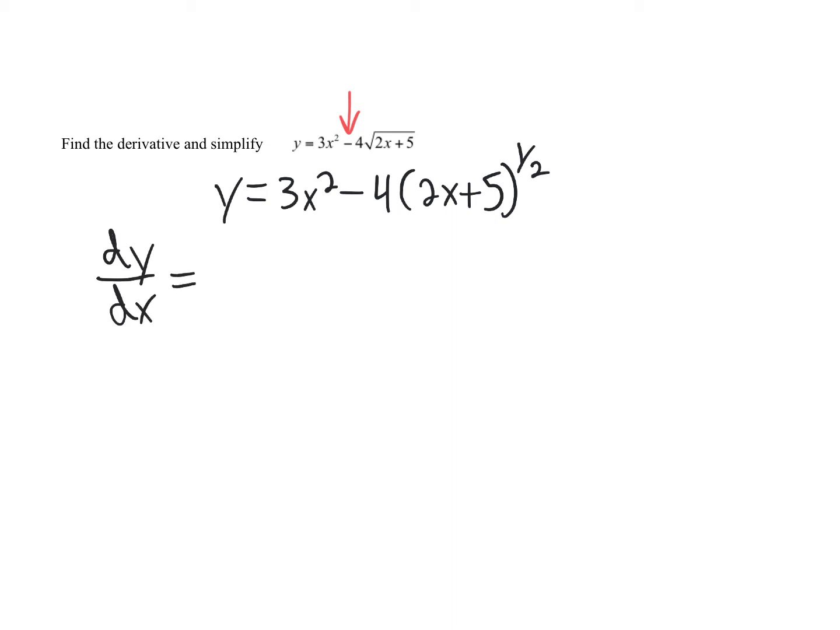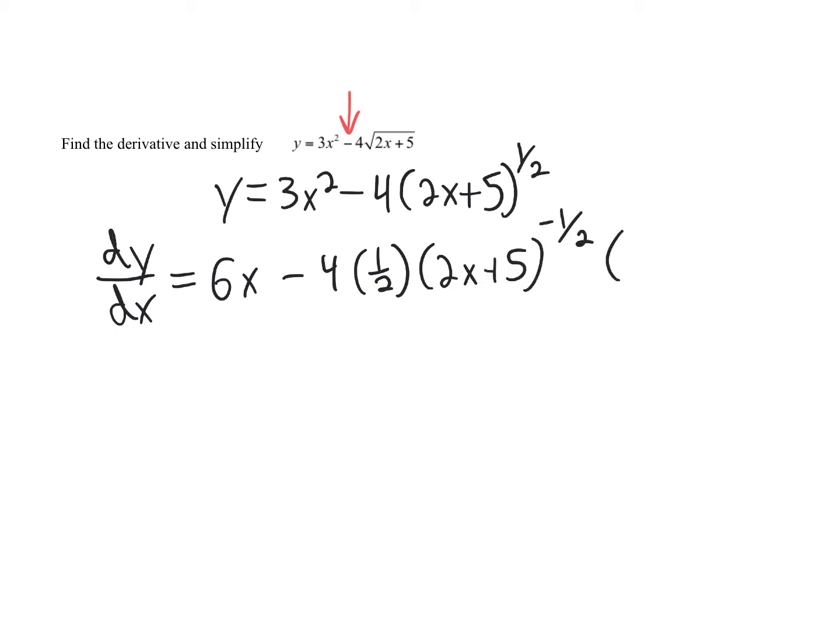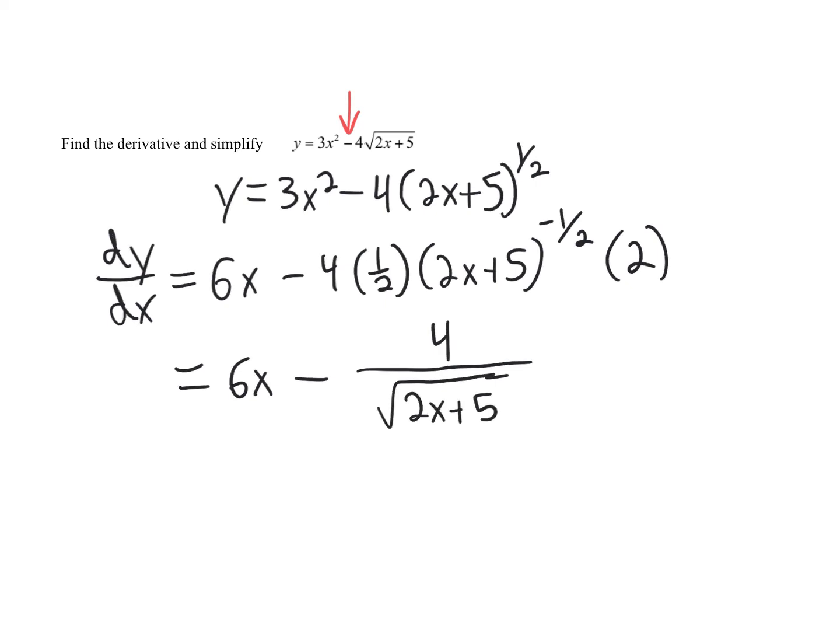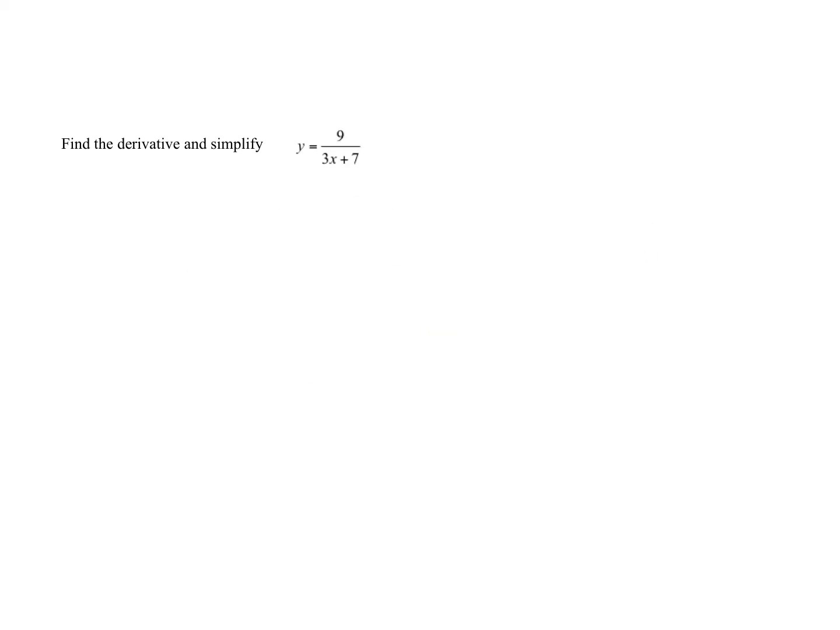Now we take the derivative of 3x squared, which is just 6x. Then we do the chain rule for the second part, so 4 times a half. Rewrite the inside, subtract 1 from the exponent, and then the derivative of the inside. Simplify, we end up with 4 times a half is 2, times 2 is 4, and then the root in the denominator. Here's another example using the chain rule.